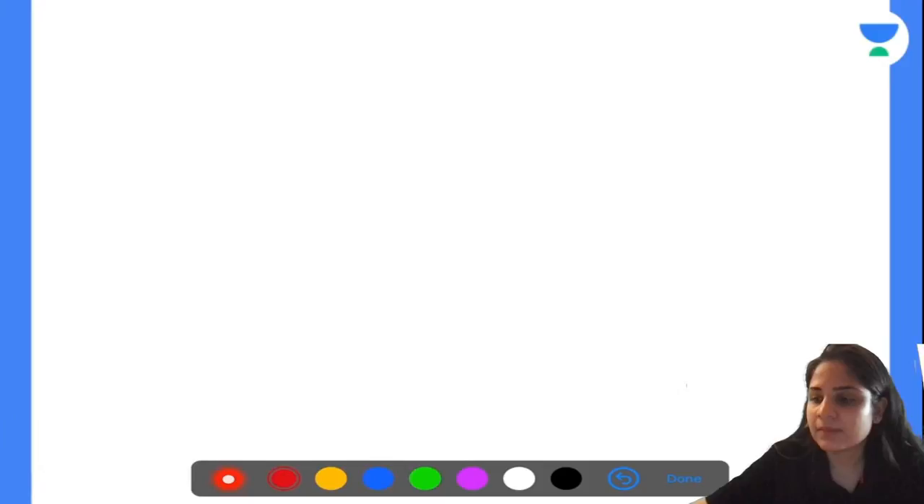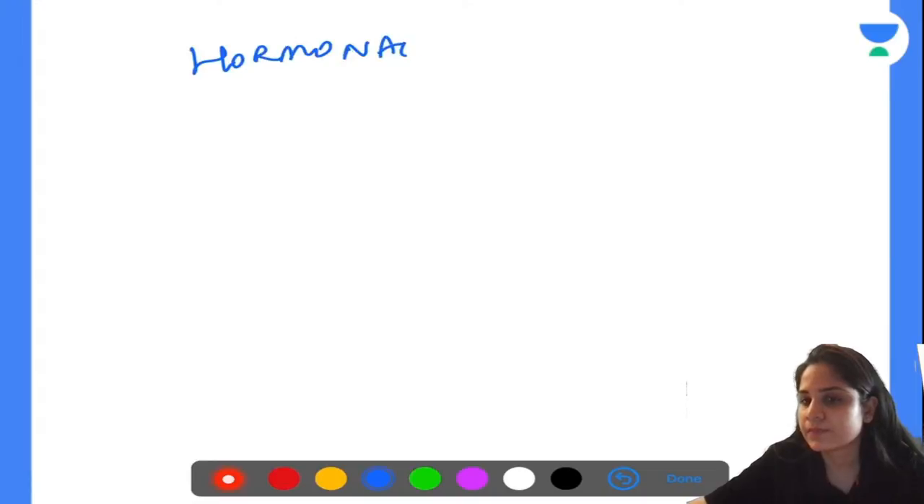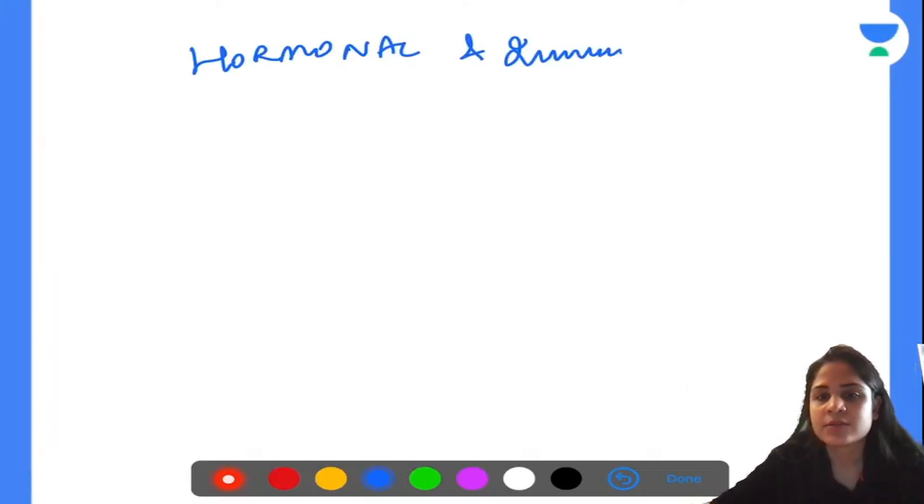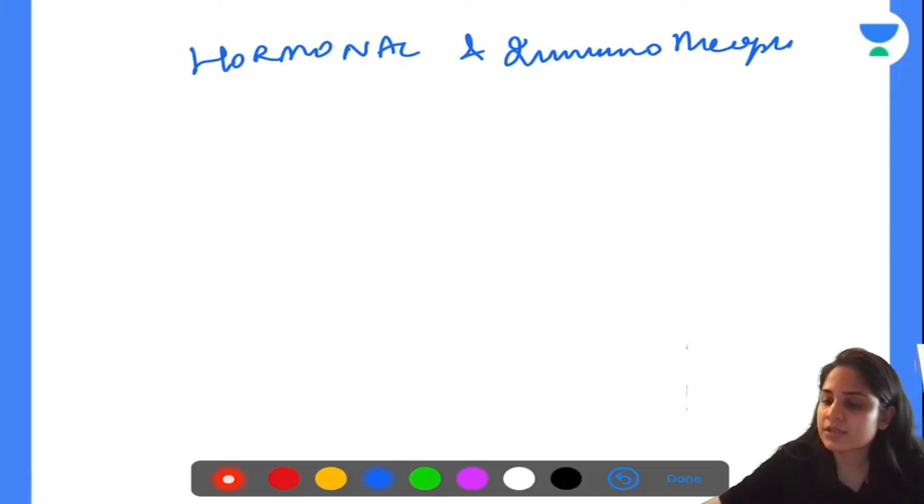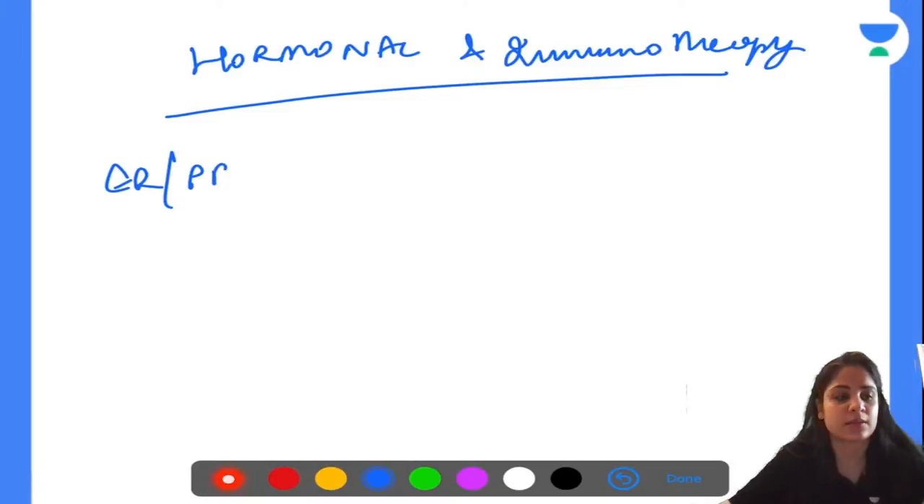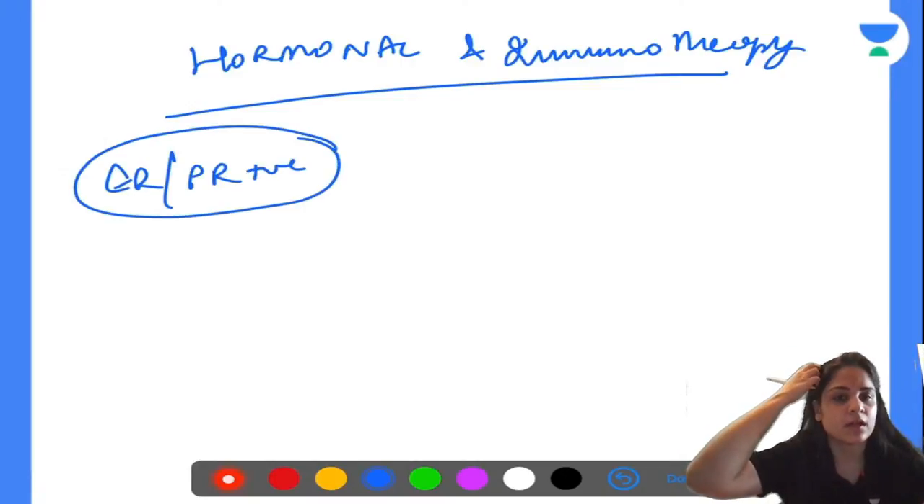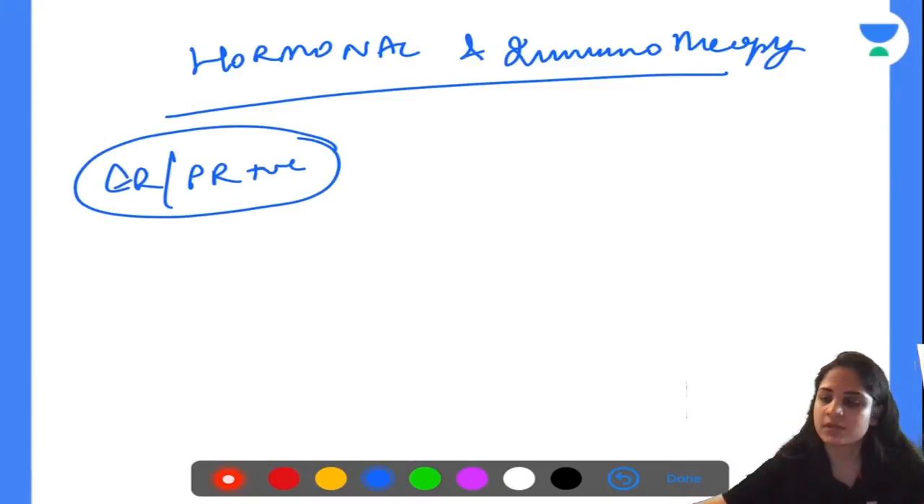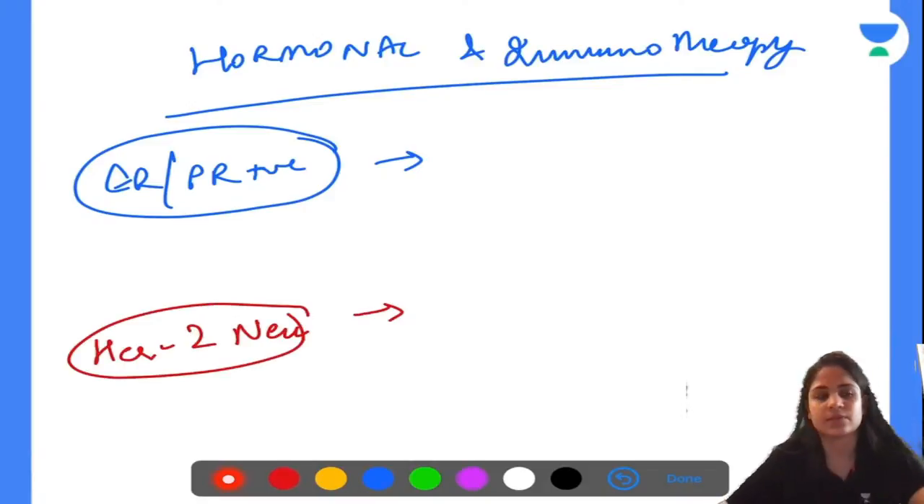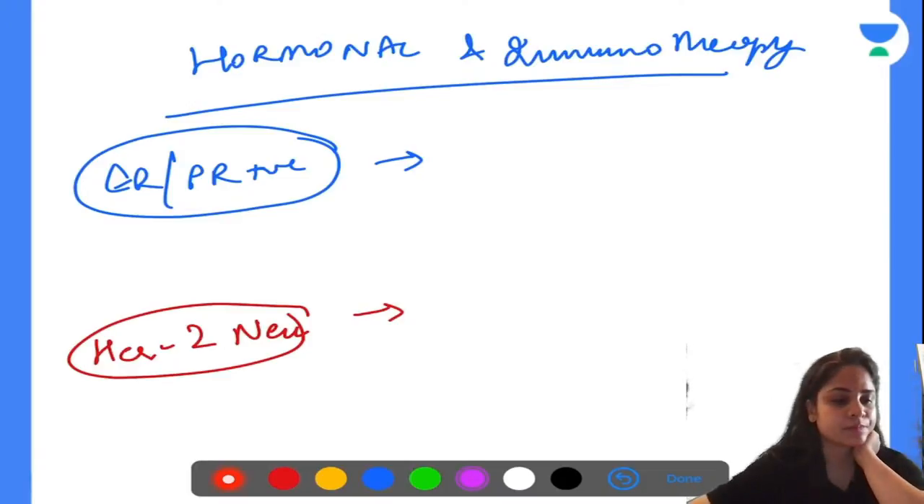Okay, so treatment mein, one very important thing they are asking nowadays is about hormonal therapy and immunotherapy. Okay, so here they ask, kabhi kabhi they give in the exam, the patient has estrogen receptor and progesterone receptor positive. So ER PR positive mein, what is the drug that you will give? And if the patient is HER2 neu positive, then what is the drug that you will give? Toh batao mujhe, they are single liner questions.